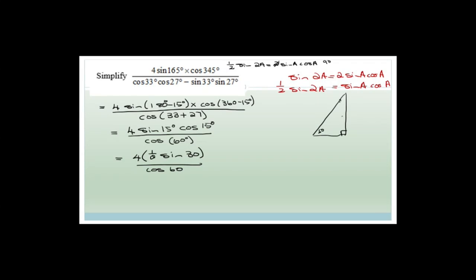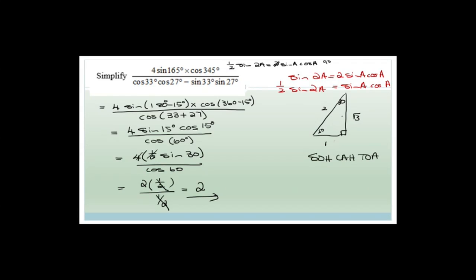Now, I know that they're co-ratios, but just to prove it to you, we've got 60, 30, 2, 1, root 3. So obviously a half cancels, the 4 becomes 2, and we're going to write SOHCAHTOA. Sine of 30 is opposite over hypotenuse, so that's a half, over cos of 60, which is adjacent over hypotenuse, which is a half, so they cancel and the correct answer is 2. There you go. So your final answer is 2.